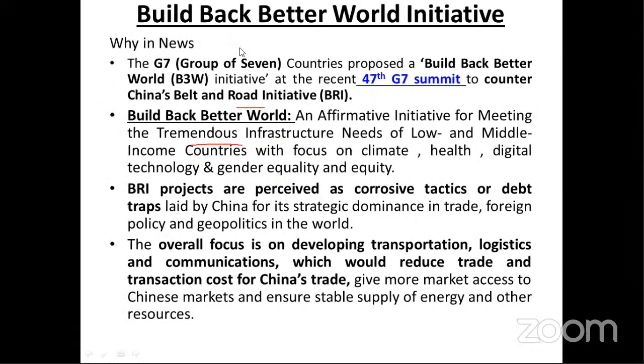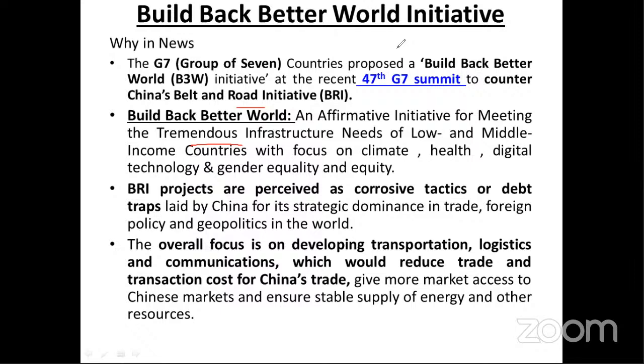Now, after the Mekong Ganga cooperation, we have another important news called the Build Back Better World Initiative, or B3W. This again should be read with your GS Paper 2, International Relations. For prelims, they can ask you a question.